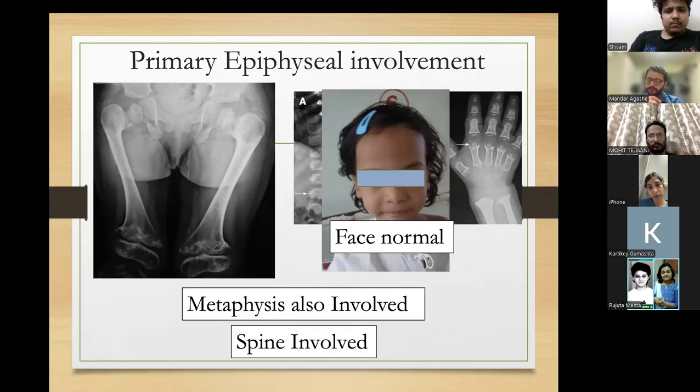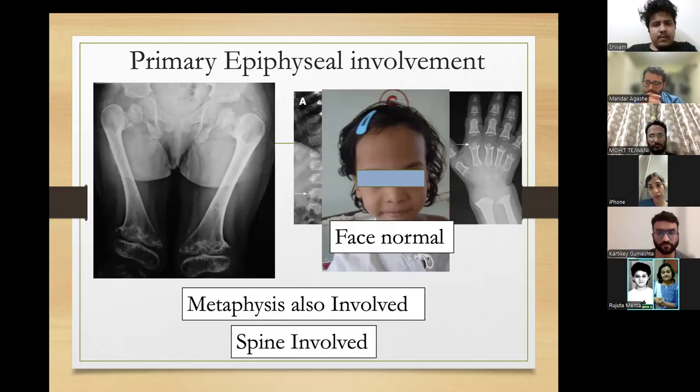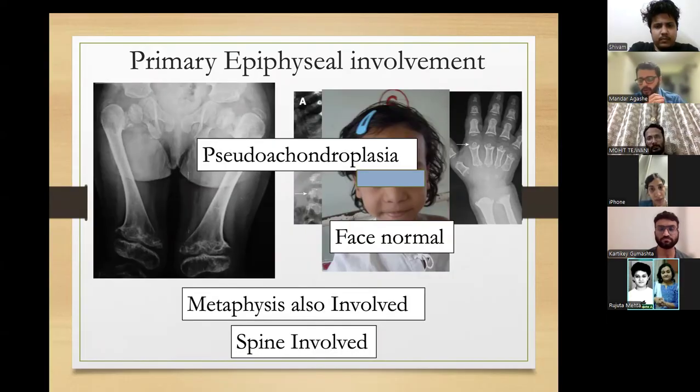So which is this? Shivam? So this can be any mucopolysaccharidosis. Typically mucopolysaccharidosis also have abnormal facies. But this is something very interesting, that the deformities are very significant, there are no systemic features, and the face is normal. So a dwarf with normal facies is pseudoachondroplasia.